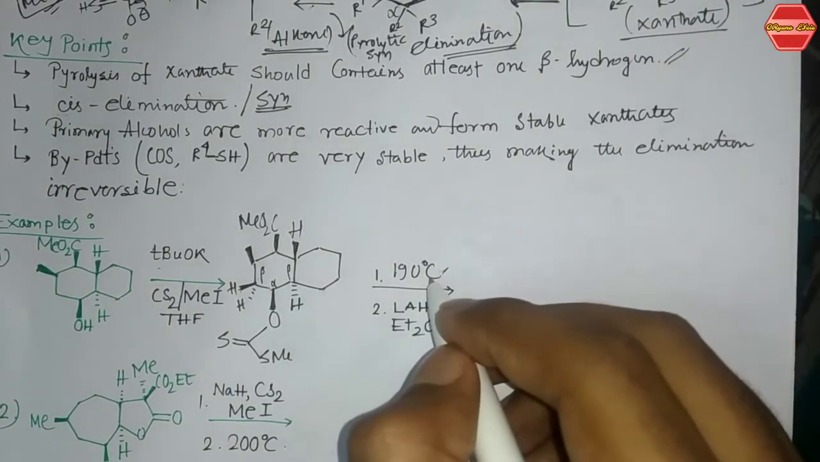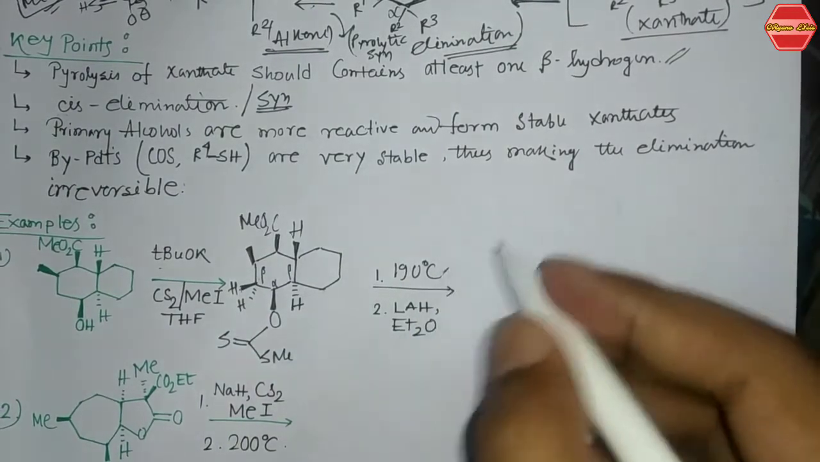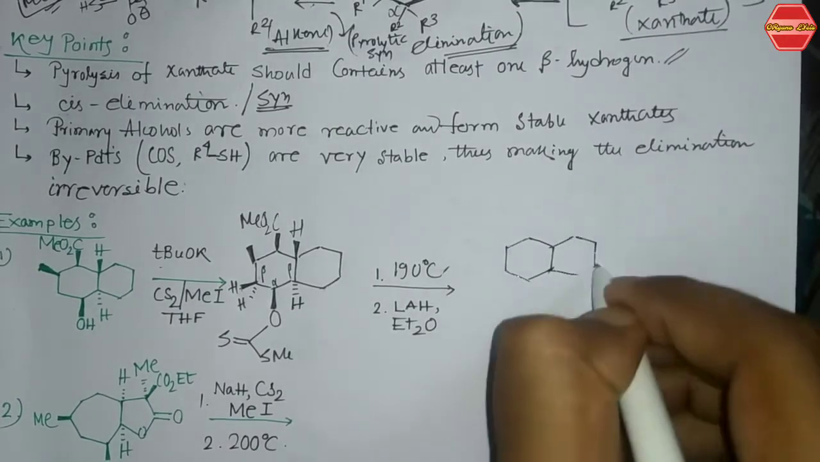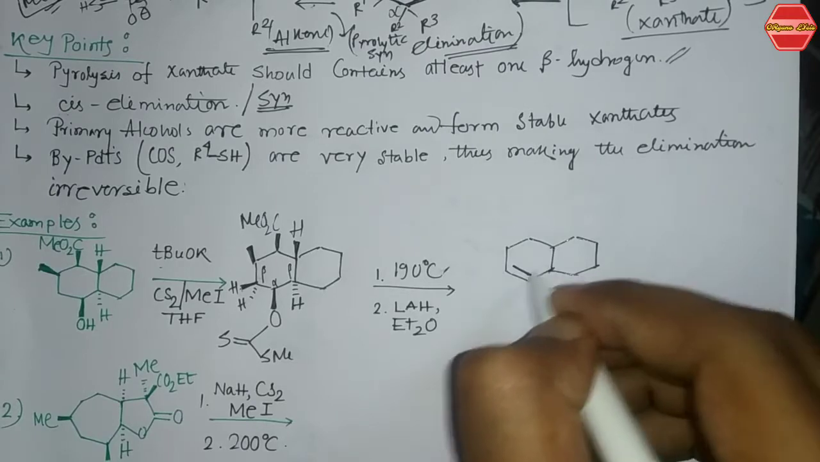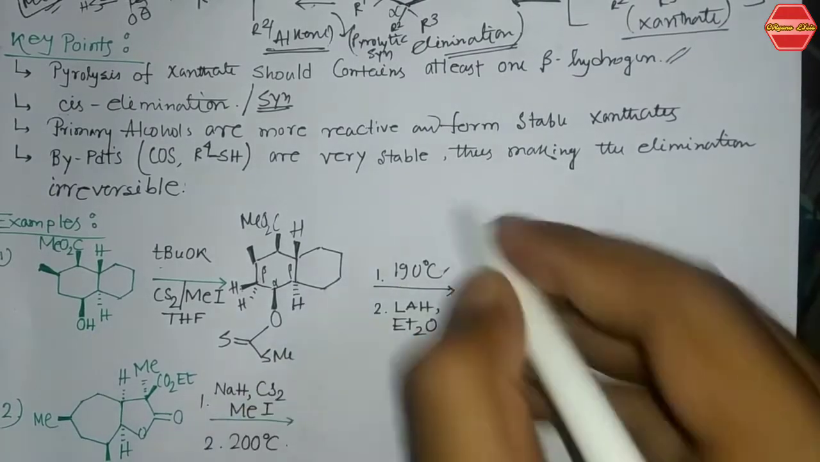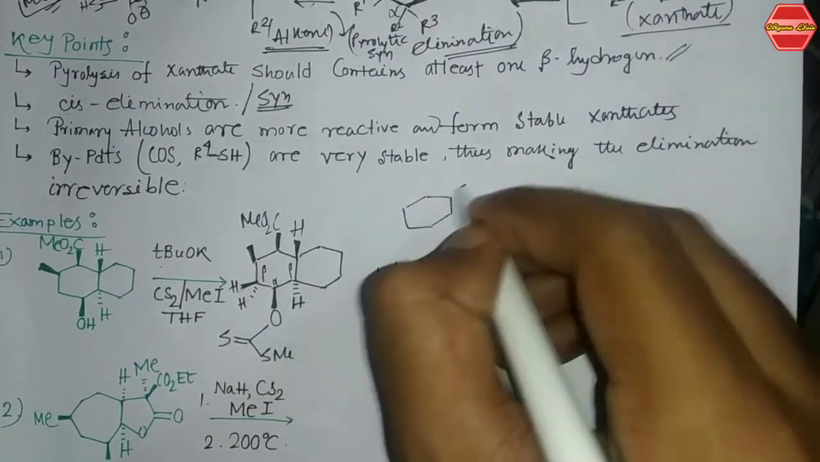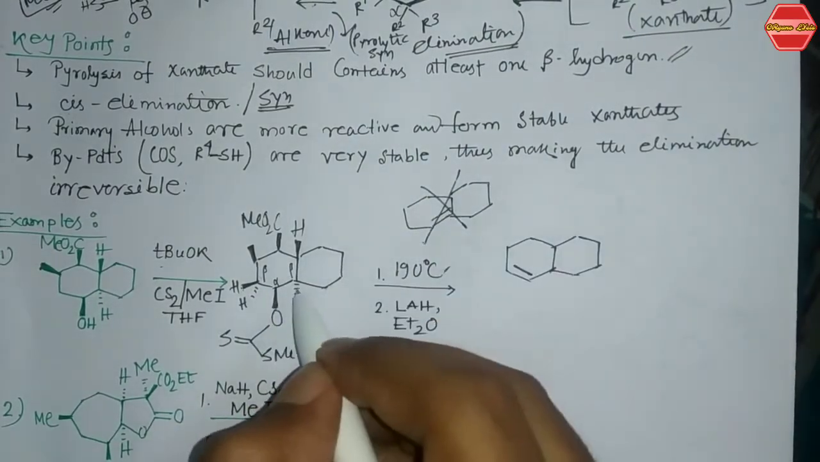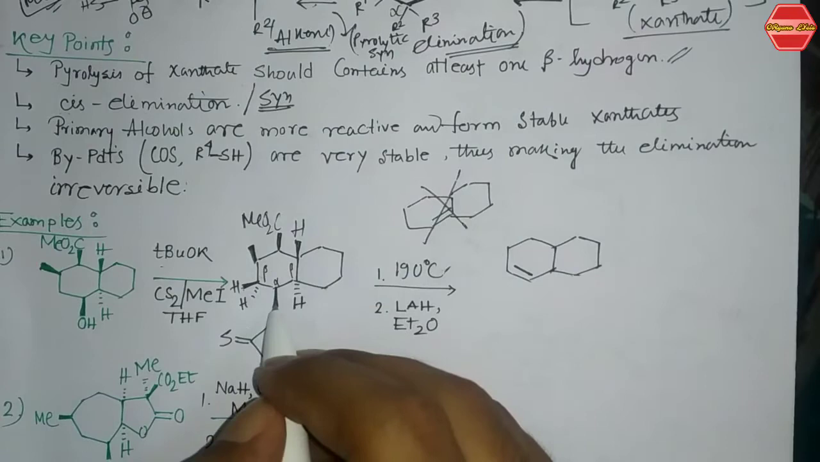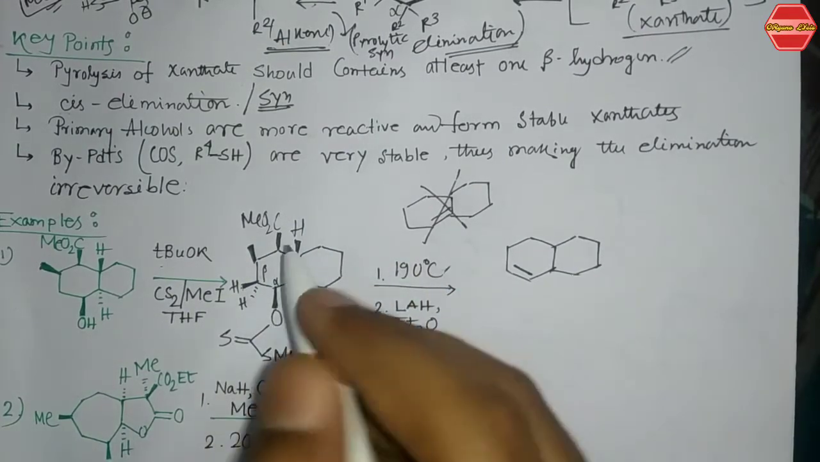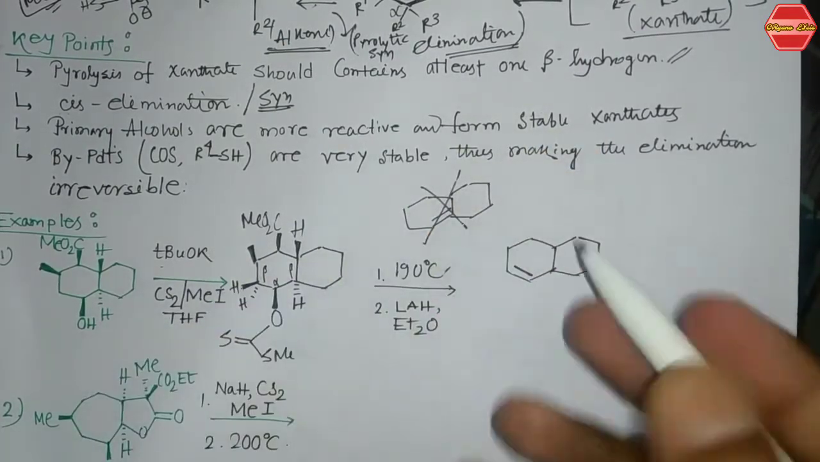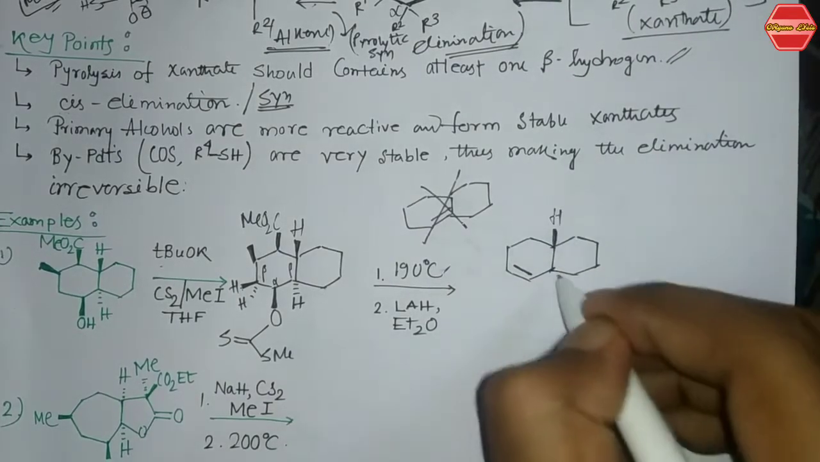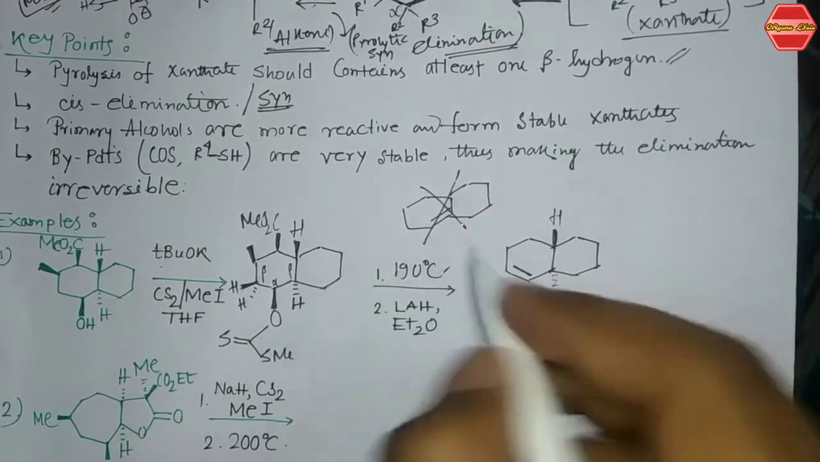After heating, you are getting an alkene in this position, not this position, because this hydrogen is below the plane, and if you do that, the reaction doesn't follow the syn elimination rule. So that is why you are getting this hydrogen over here, this is what you get.